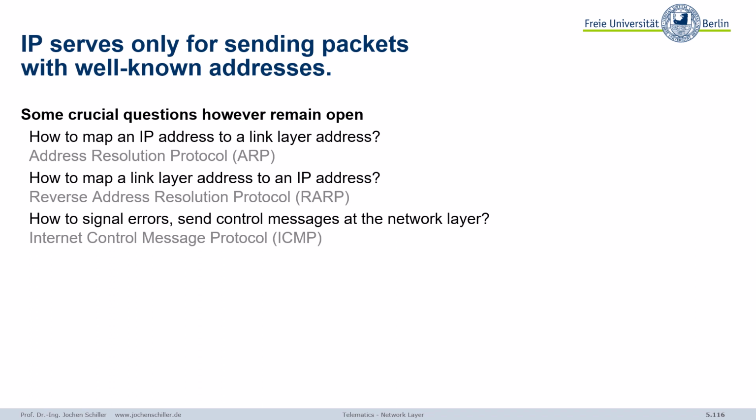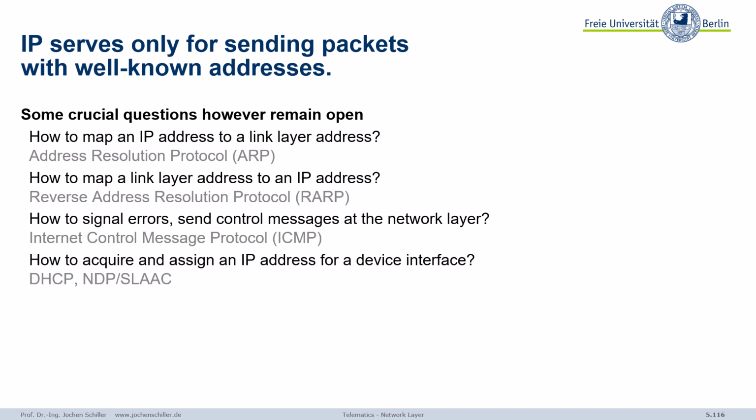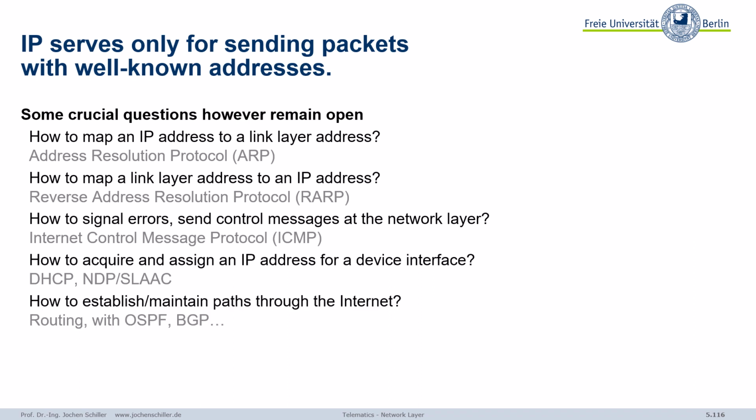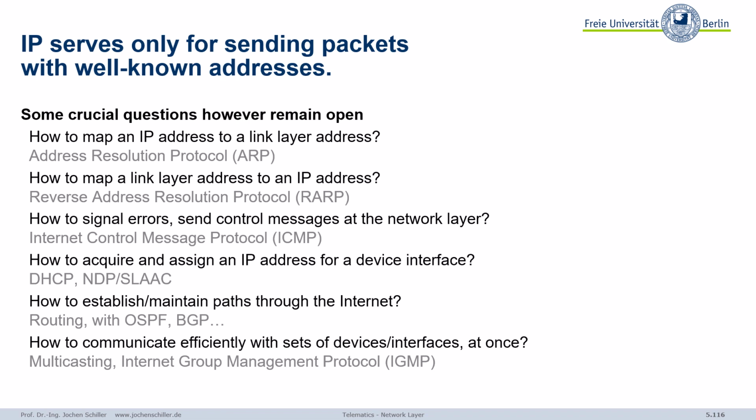So what happens if something goes wrong? IP itself, that's best effort. IP doesn't care. So this is why we have ICMP, the Internet Control Message Protocol, that can send back certain error messages. Then how do we get IP addresses at all? If we don't know an IP address, we learn a little bit more about DHCP, NDP, etc. Then how to establish paths to the internet, routing, all these things. That's a little bit more complicated. And then also, how can we efficiently communicate with several end systems? I will talk then about multicasting.